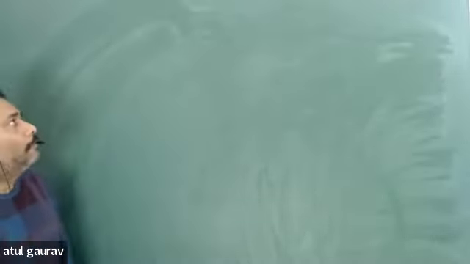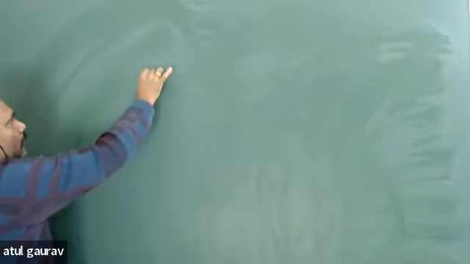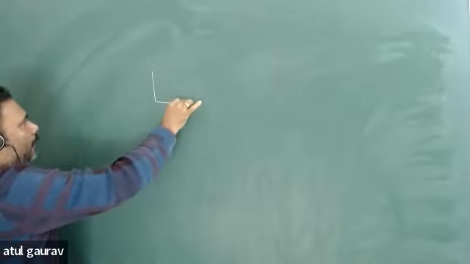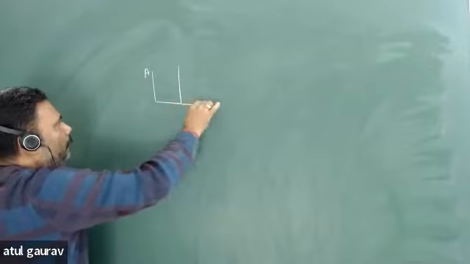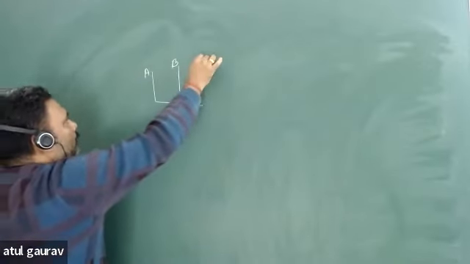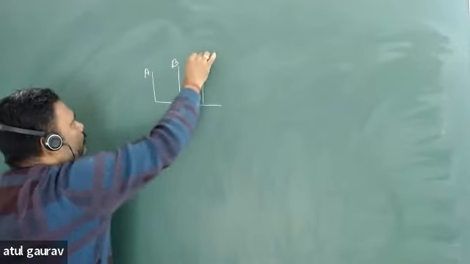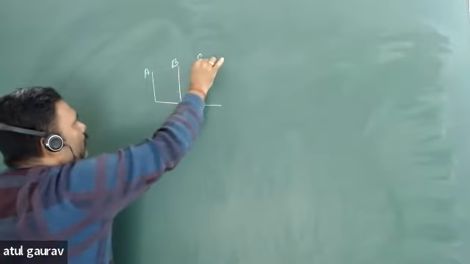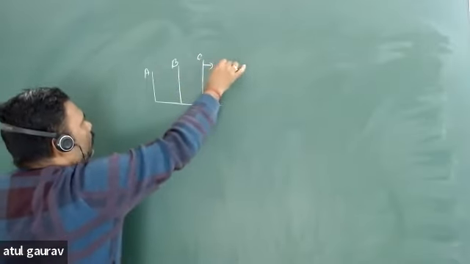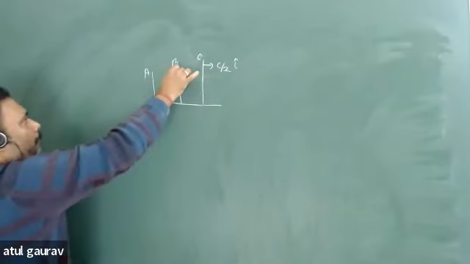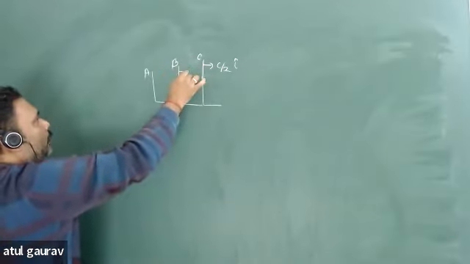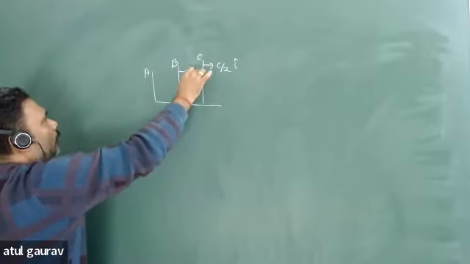So let's go for this one. This is one of the very fundamental problems. So there is a frame A, there is another frame B, there is another frame C. So C is moving with respect to B with speed c by 2 in I cap direction. B is moving with respect to A with speed c by 4 in I cap direction.